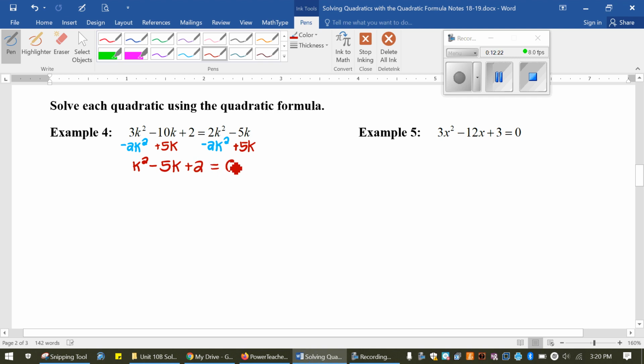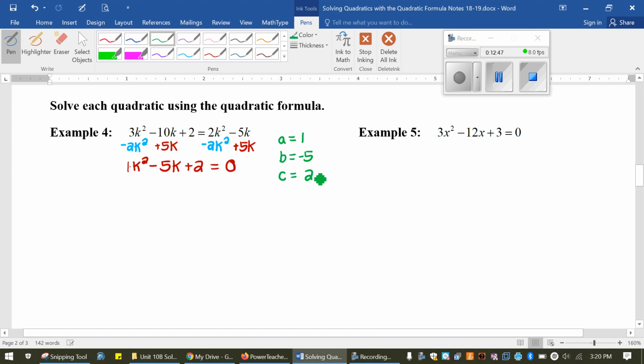If we take a look at what the constant is here, that's a 1. So 2 times 1 is 2. Are there any factors of 2 that are going to add to -5? The answer there is no, so I'm going to have to use the quadratic formula. So my a, once I've had it in standard form, is 1. My b is -5. And my c is a 2.